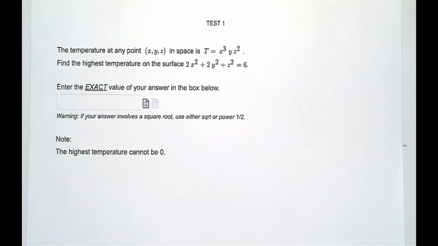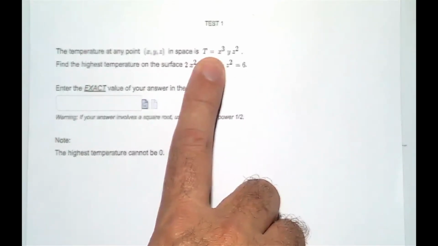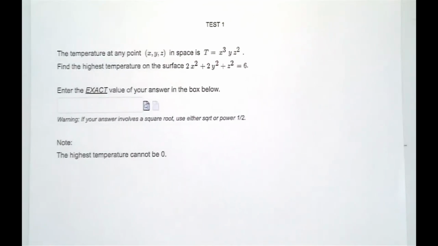Okay, so let's read the question. You've got a temperature function. So for any point in three-dimensional space, you've got a temperature associated with that position or that point. And then you've got a surface, right? So here the thing you want to maximize, the highest temperature, is the T function, and the constraint will be in the second line, right?